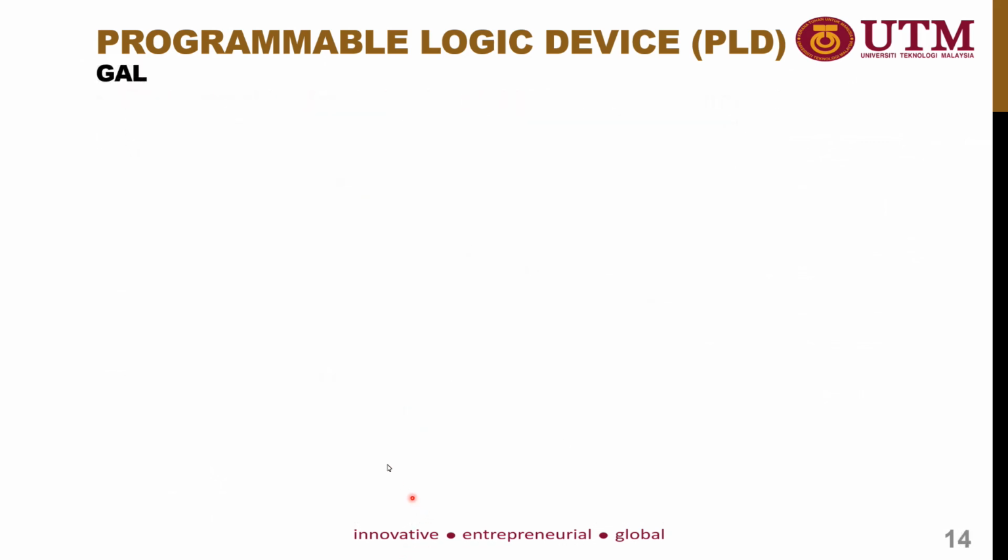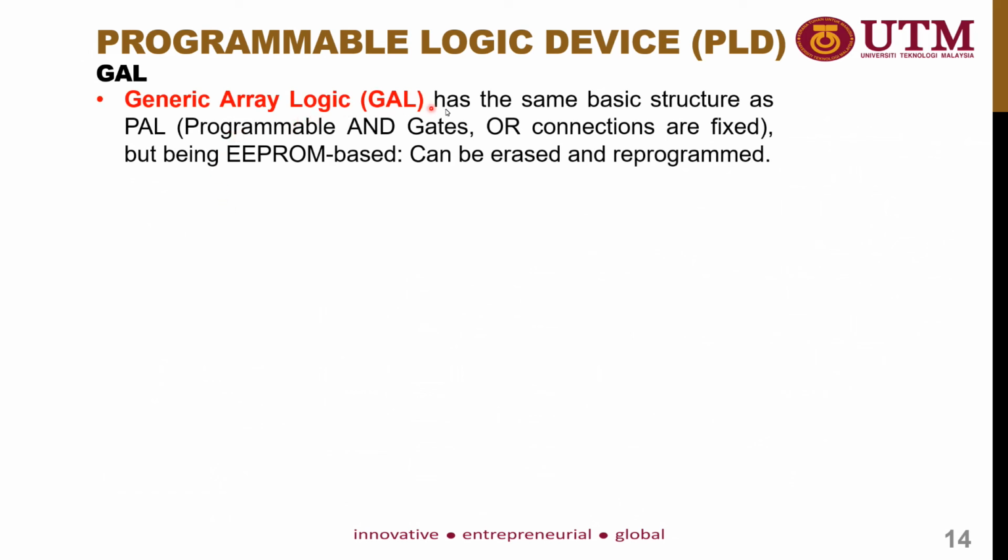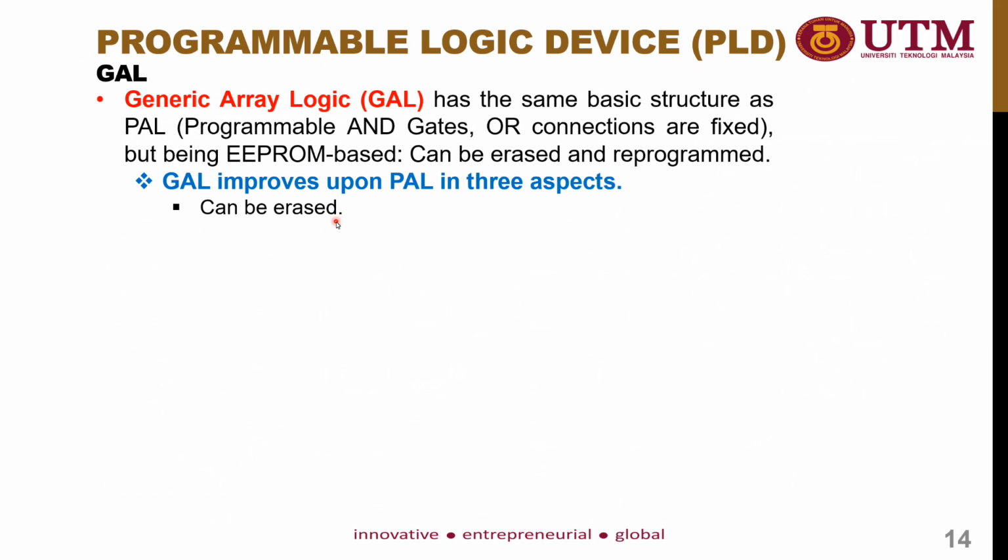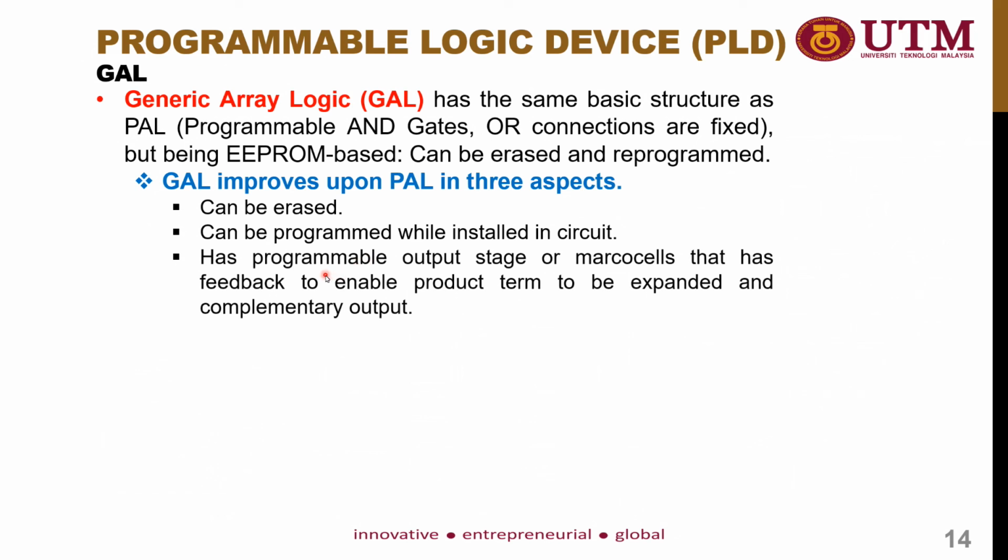So next is GAL. Generic array logic has the same basic structure as PAL: programmable AND gates, and all OR connections are fixed. But being EEPROM-based, it can be erased and reprogrammed. GAL improves upon PAL in 3 aspects. The first is that it can be erased. The second is that it can be programmed while installed in the circuit. And the third improvement is that it has a programmable output stage, or macrocell, that has feedback to enable product terms to be expanded and complementary output.